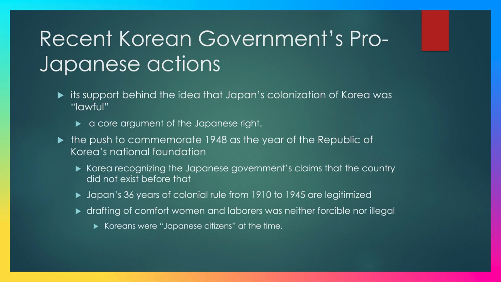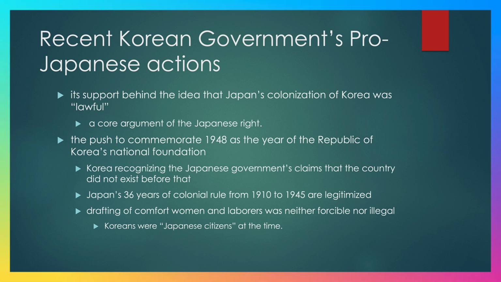And the recent Korean government pro-Japanese actions, they support the idea that Japan's colonization of Korea was lawful. There was nothing wrong, right? And that's the same as the Japanese right wing, Japanese nationalists. That's exactly the same argument, right? So the Korean government adopts the same ideology as the Japanese nationalist argument, right?